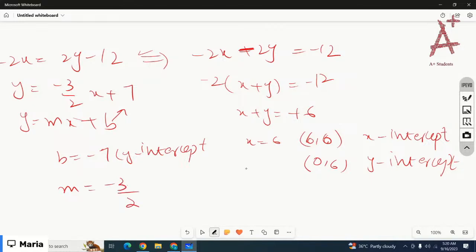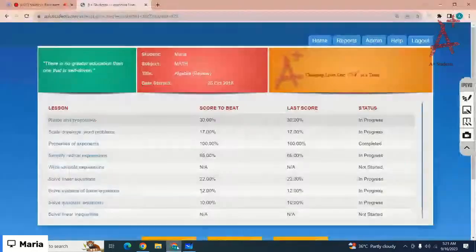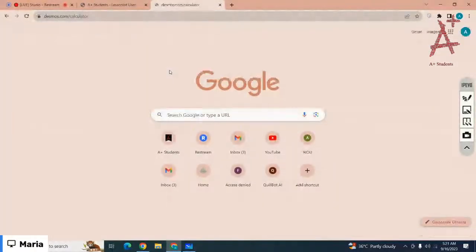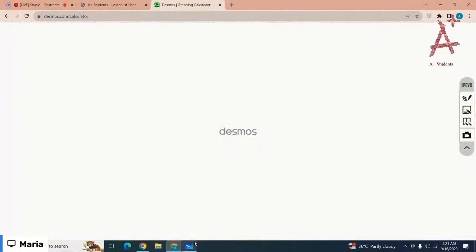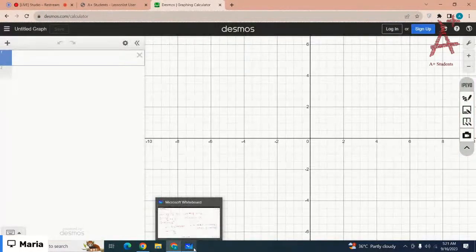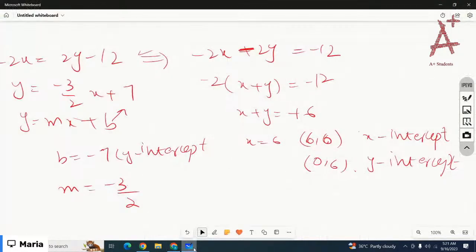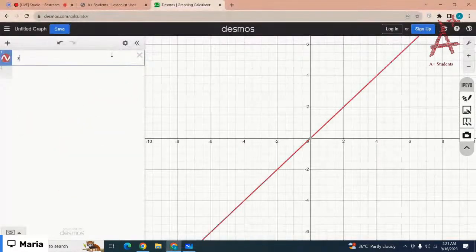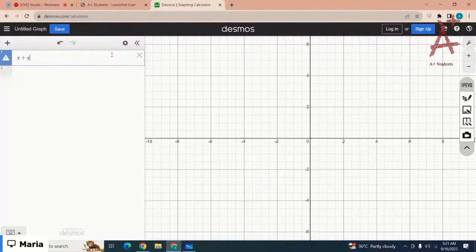So you can use the slope and the y-intercept from this equation, and the x and y-intercepts for the other equation, and you can plot the graph, right? I'm going to use an online tool to plot the graph, because on the board you cannot find the exact values. So let me use Desmos, where we can plot the equations. The first equation is x plus y equals 6.